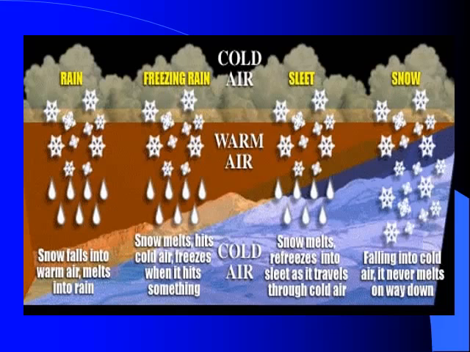If it's not quite as wide and then it's colder again at the bottom, the snow is going to melt into rain and then it's going to freeze into freezing rain when it hits the ground. If that layer of cold is a little bit wider, it's going to melt into rain and then it's going to refreeze into sleet. And finally, if the layer of cold is really wide, it's going to stay frozen the whole time as snow.